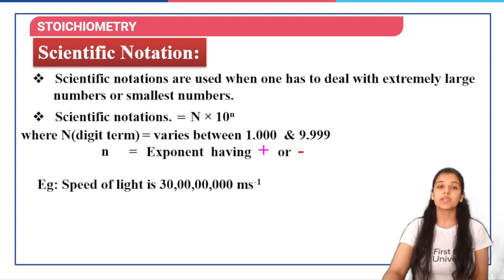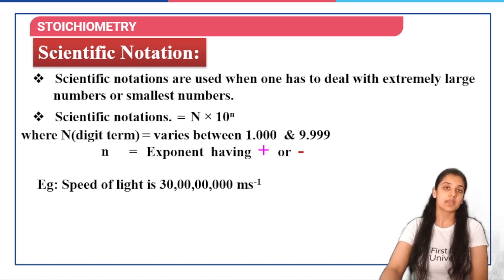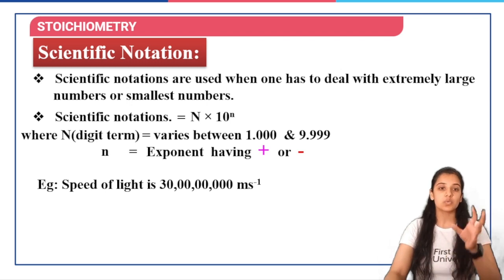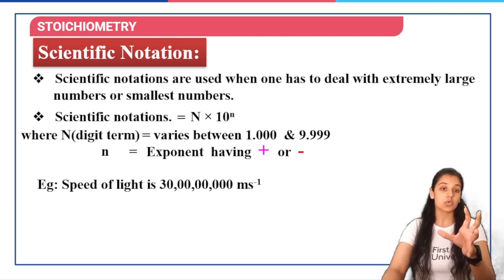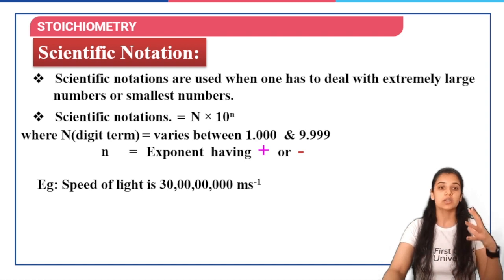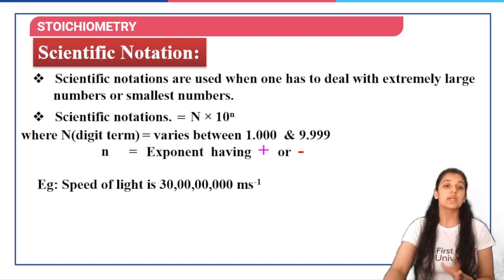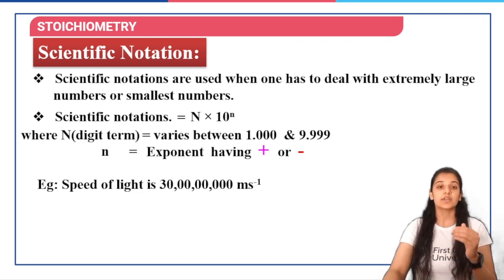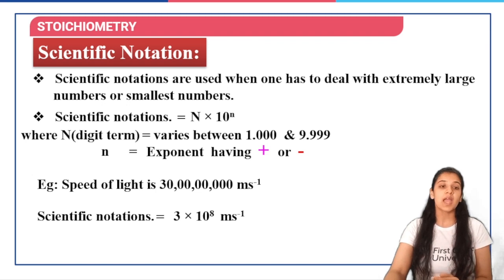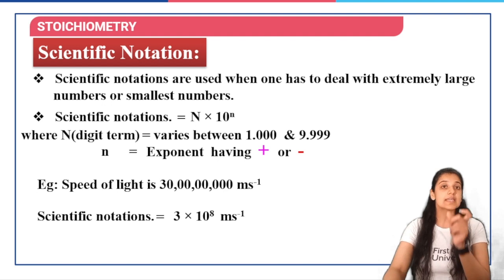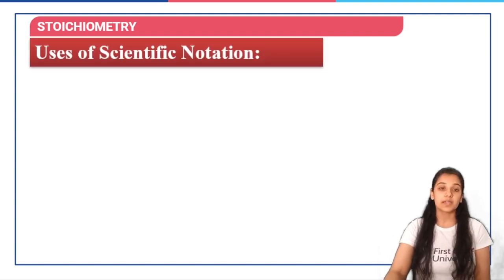So when I say that speed of light is 300000000 meter per second. Is this how you're going to represent such a huge quantity? If someone is going to ask you, will you say it's like 3,000 lakhs or it's going to be like 30 crores? No, this is not how you tell the value. It's going to be represented in terms of scientific notation, and that is going to be 3 into 10 raised to power 8 meter per second. So this is the scientific notation for this particular value.